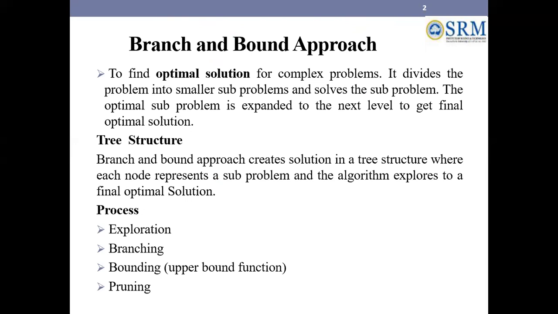It divides the problem into a number of subproblems and solves the subproblems. At each and every level, the subproblem solution is considered for choosing the optimal solution. At each level, the subproblem with the minimum value or maximum value can be considered a local optimal solution. For a minimization problem, the minimum value is the best value. For a maximization problem, the subproblem with the maximum value is the best solution.